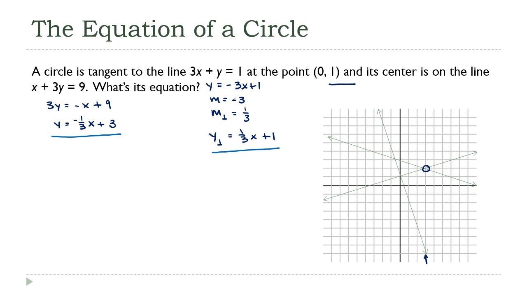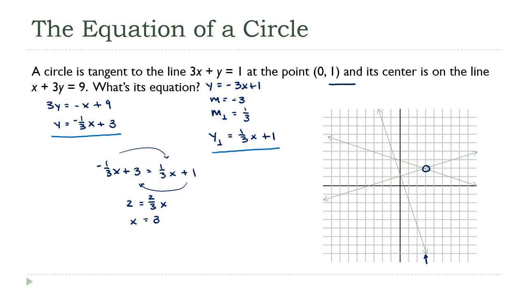So to find the intersection, I'm going to set them equal to each other. -1/3 x plus 3 equals 1/3 x plus 1. Move the 1/3 over and the 1 over, and we get 2 equals 2/3 x. So x is equal to 3, which does match what we appear to be seeing there.